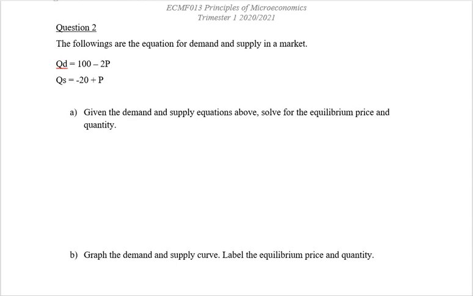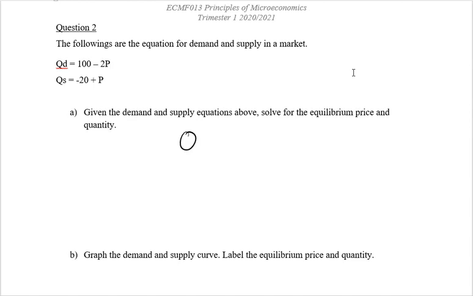Alright, so now let's proceed to question 2. Question 2 here is a bit unique because you are not given a set of data. Instead, you are given two equations. First is the equation for quantity demanded, the curve for quantity demanded, and the equation for the quantity supplied curve. Question A requires you to find the equilibrium price and quantity. So what you need to do is put both equations at equilibrium.